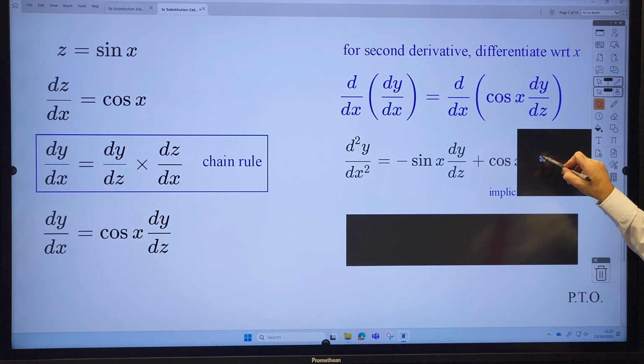Now dy dz is a bit more difficult because we're differentiating with respect to x. That is not an expression in terms of x.